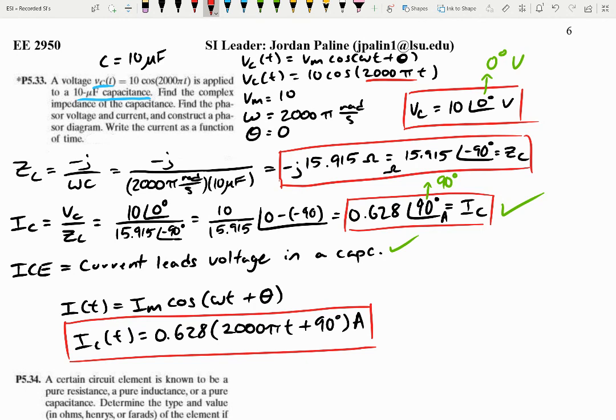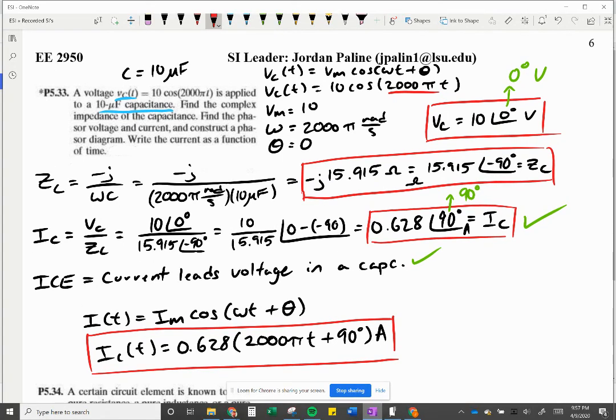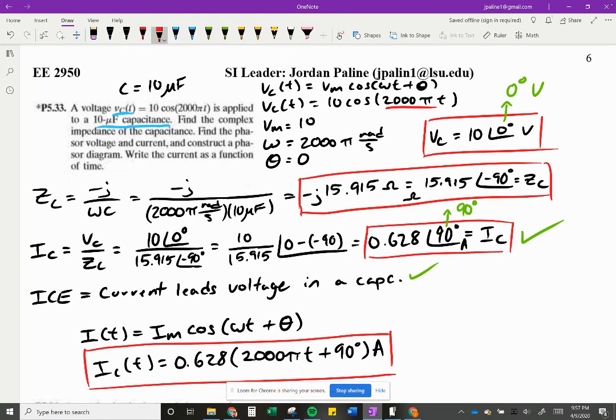Okay. So it's really not too bad. It's just a couple equations and just kind of grinding everything out. But I'll see you in the last problem for this review session.